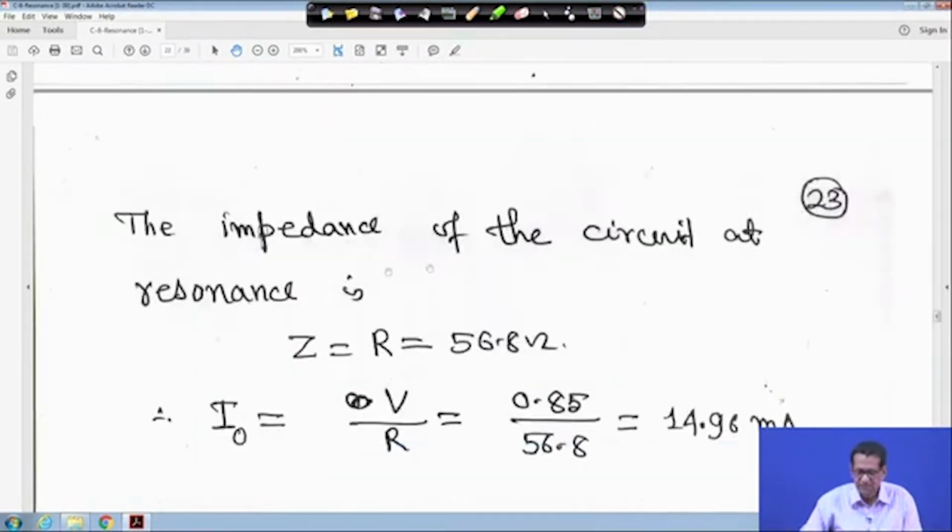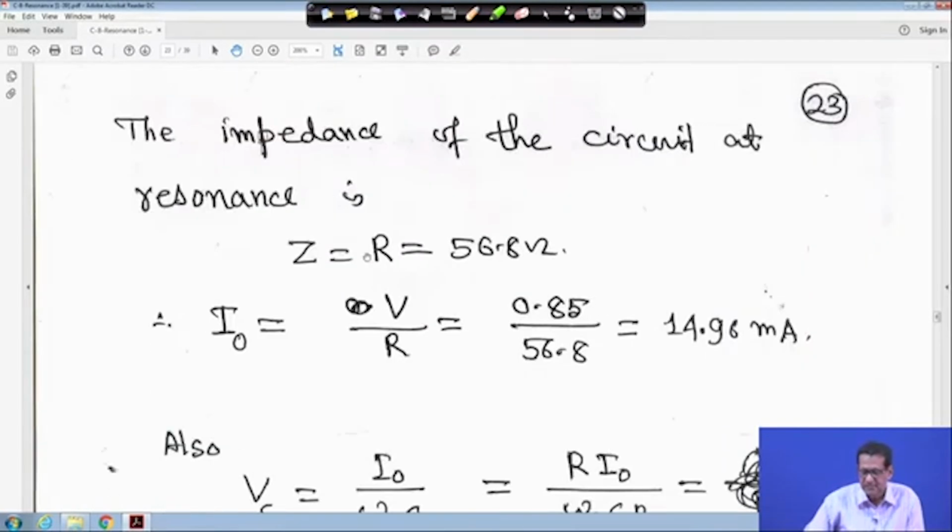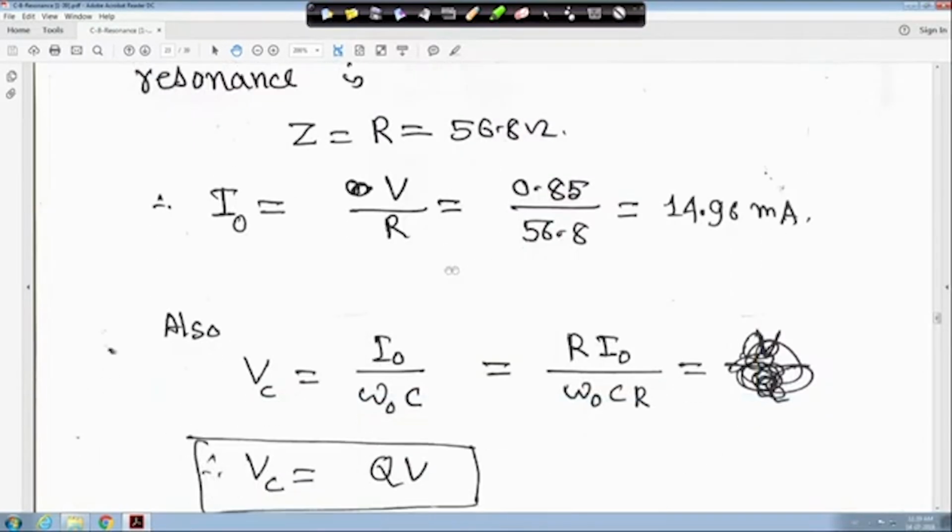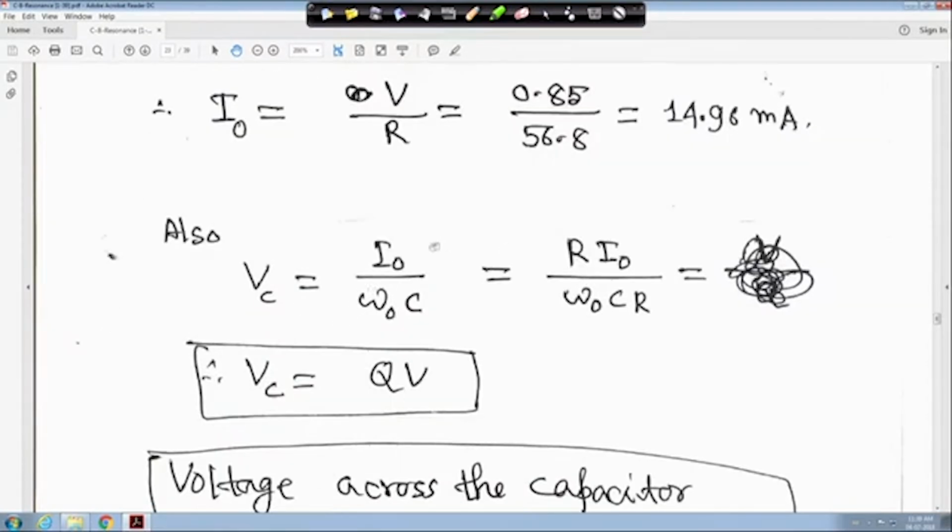Then the impedance of the circuit at resonance: at resonance XL is equal to XC, so Z is equal to R, which is 56.8 ohm. So I0 is equal to V upon R. V is given as 0.85 volt divided by R, so I0 is 14.96 milliampere. Also VC is equal to I0 upon omega 0 C.